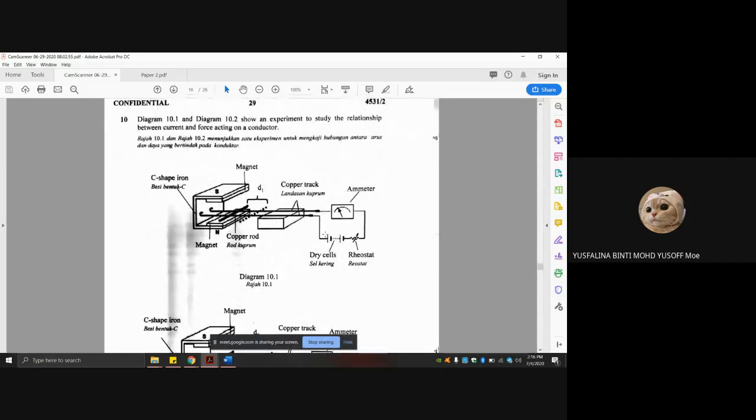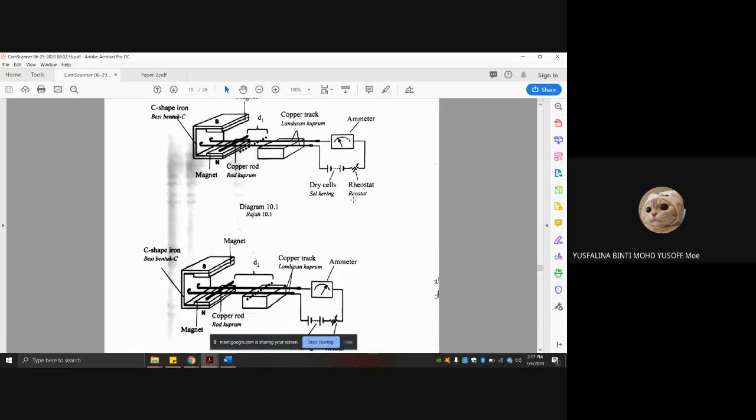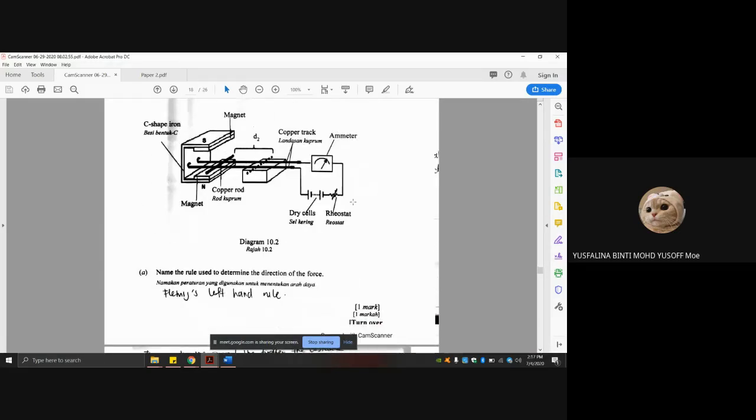Okay, for number 10, this one is actually electromagnet. This is the force acting on the current-carrying conductor. This is the experiment. It says, name the rule used to determine the direction of the force. So, Fleming's left hand rule. The right hand grip rule is used to determine the direction of the magnetic field of the current.